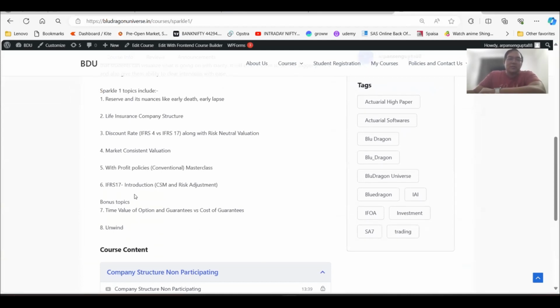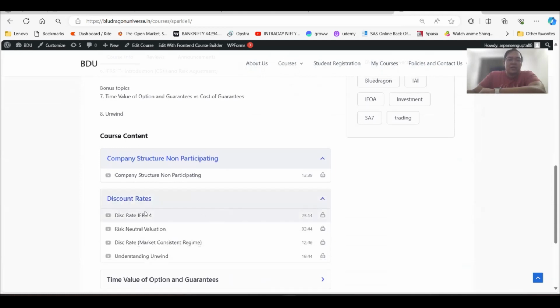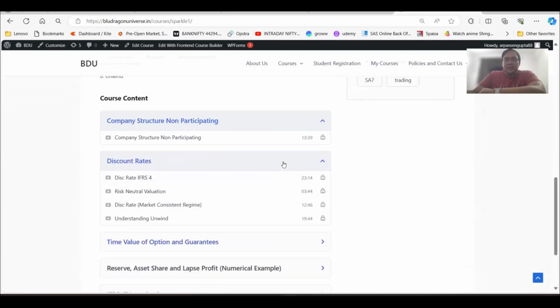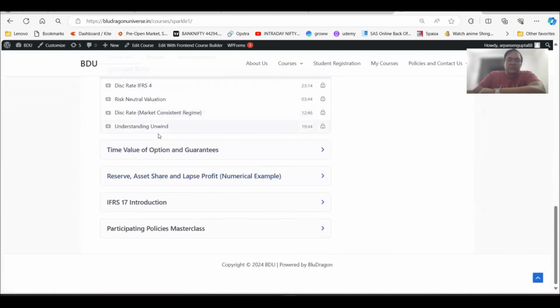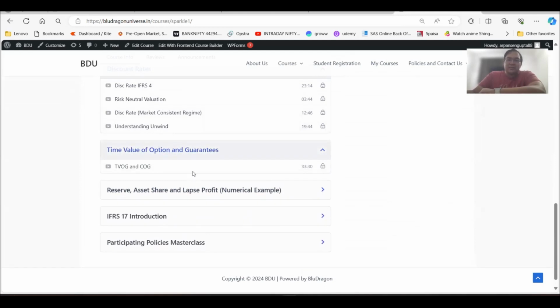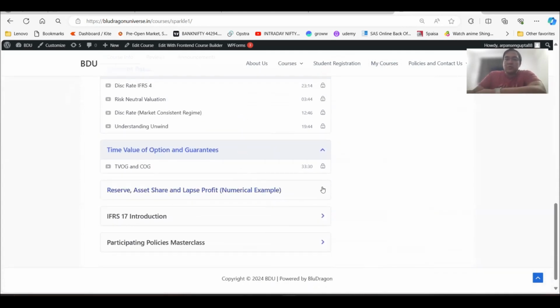So these are the topics covered in Sparkle one. These are covered numerically. Wherever you go, you will see some numerical examples. Last week I released the video on unwind, which covers the discount rate, risk neutral valuation, and time value of option guarantees. This is such an important topic. People have no knowledge of this, but once again, it's up to you. Do you want that knowledge, or are you happy with your annuity factor, which is not used in real life? If you want that knowledge, then we have the courses for you.